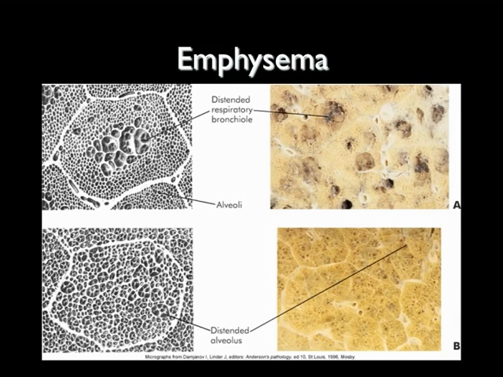So these are just a couple of slides showing you alveoli. We have the nice little round alveoli, then we have the really big distended ones that occur in patients who have emphysema.